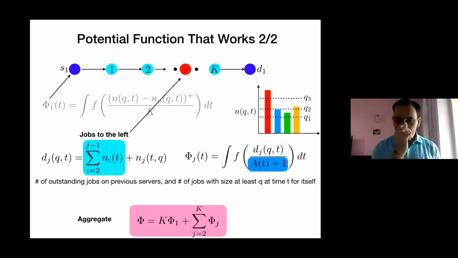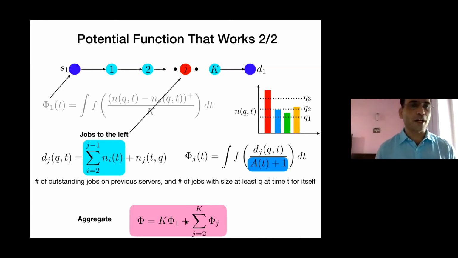So overall, the potential function is going to be very complicated, but this is what it looks like. For the first server, we define phi of 1. For internal servers, we define phi of j. We take a linear combination of them, and that is what our eventual potential function is going to look like. Each sub part of this is going to give you a drift, which will eventually come back and give the ultimate result.